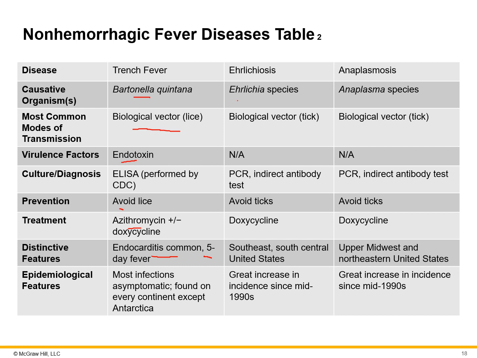The Ehrlichia is also transmitted by a vector, though here I'm looking at the tick instead of lice. So again, avoid ticks, with treatment by doxycycline, and these are somewhat common in the United States. Then anaplasmosis, caused by the Anaplasma species, also transmitted by ticks, so avoiding those. Treatment is similar to Ehrlichia, so doxycycline, and these are more likely to be found in the Midwest and northeastern parts of the United States.